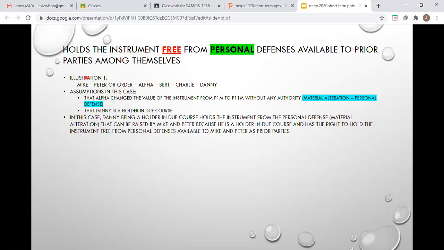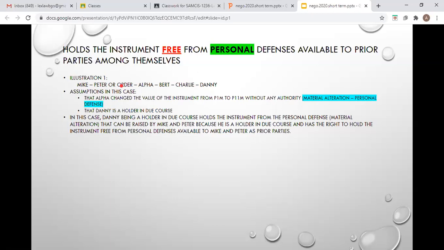So if ever Danny will go to Mike and demand payment from Mike, or if Danny will go to Peter and demand payment from Peter, can Mike and Peter, parties before Alpha, the one who is responsible for that material alteration? Okay? So, if Danny will go to Mike and Peter to enforce payment of the instrument, can they refuse to pay Danny on the ground that there has been material alteration in the instrument? Is that a valid reason against Danny? The answer is no. Why?